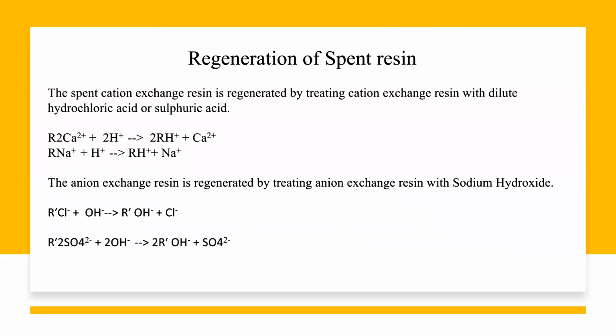And the anion exchange resin is regenerated by treating with sodium hydroxide, and the reactions are as follows: R'-Cl- + OH- giving R'-OH- + Cl-, and R2SO4 2- + 2OH- giving 2R'-OH- + SO4 2-. So here during the regeneration, the reaction takes place in a reverse manner.